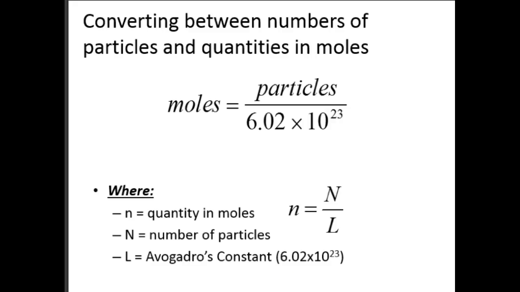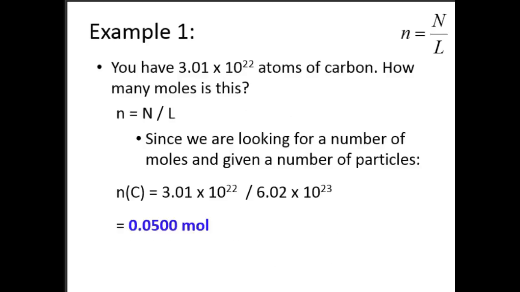Another equation we need to be familiar with, or again use dimensional analysis, is that moles is equal to particles over 6.02 times 10 to the 23rd. So our formula is N equals capital N, which is going to represent the particles, over 6.02 times 10 to the 23rd, or the L value. So if we look at this first example, we have 3.01 times 10 to the 22nd atoms of carbon. We want to know how many moles this would be.